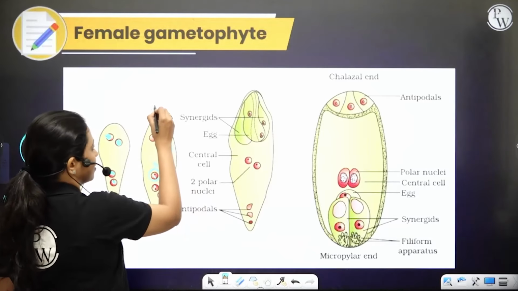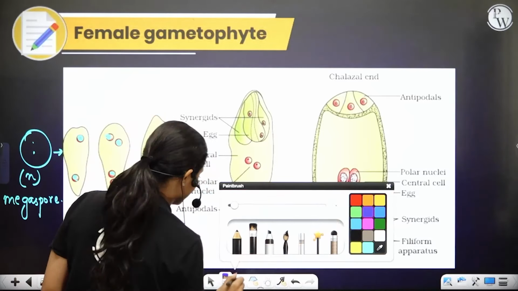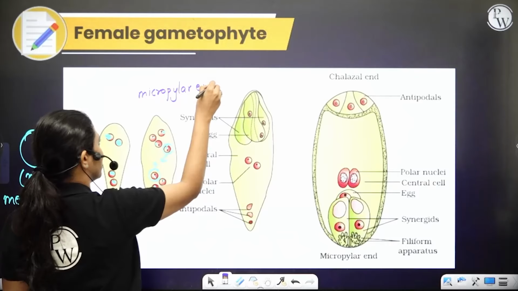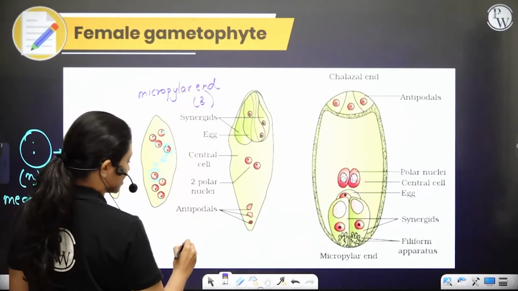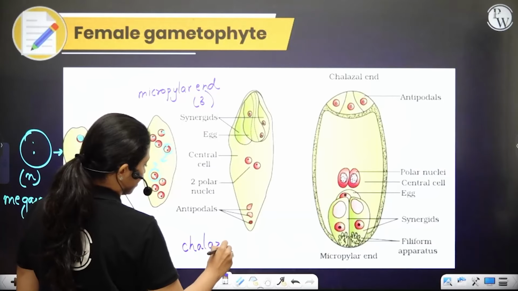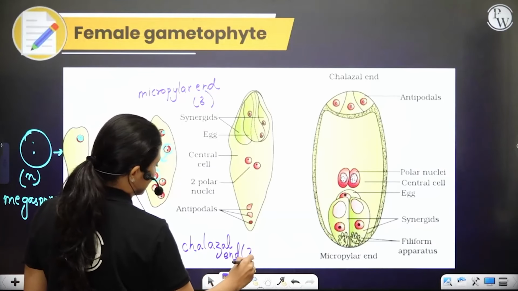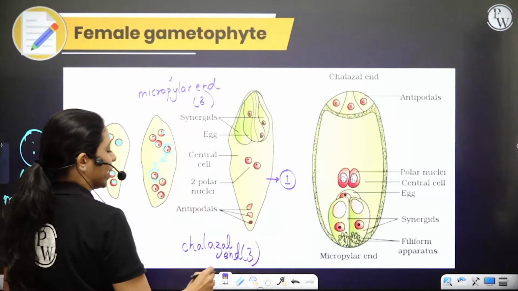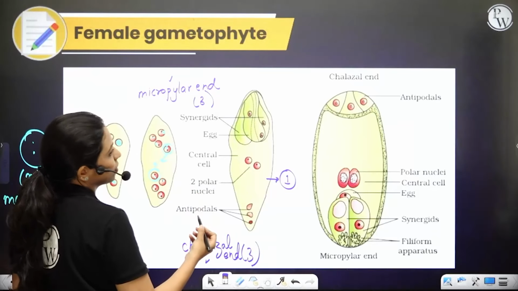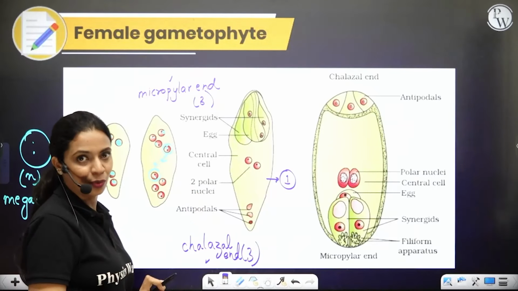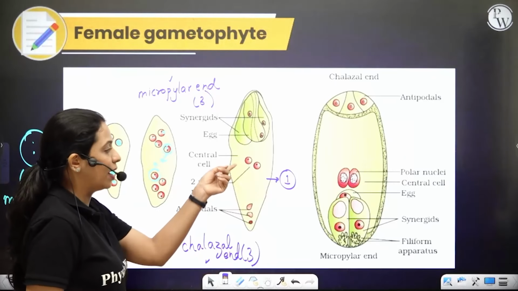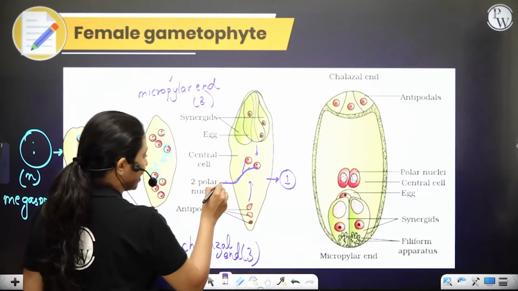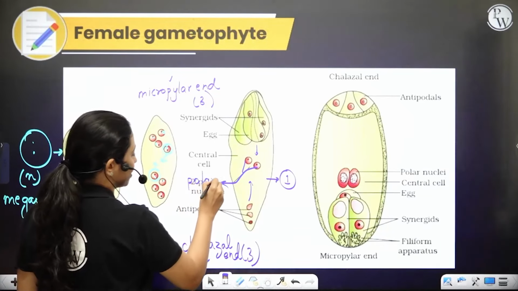So, at the micropylar end, towards the micropyle end, you will find three cells. Towards the chalazal end, you will find three cells. At the center, you will find one cell. Towards the micropylar end and chalazal end, you will have three cells, each with one haploid nucleus. In the central cell, you will have two haploid nuclei that have migrated from the opposite poles. We call these two nuclei as polar nuclei.